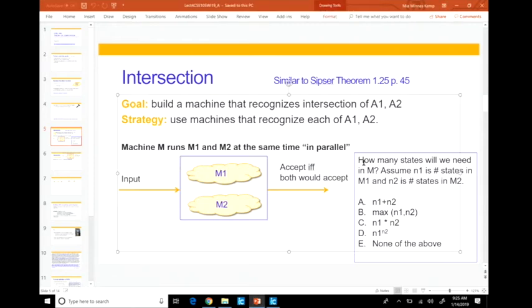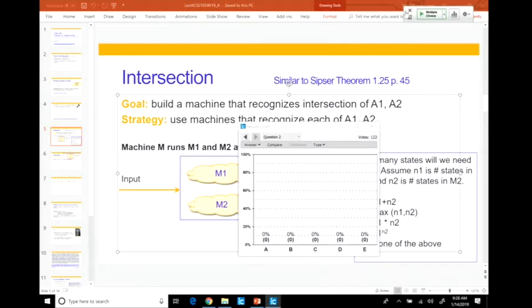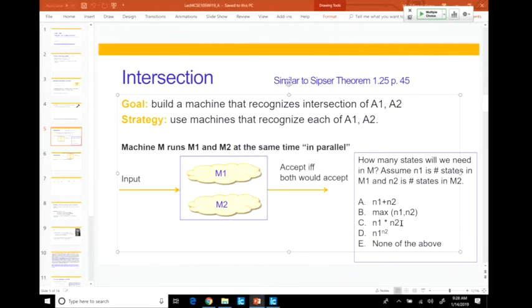For this running in parallel, if our states are going to have to encode everything there is to know about the state we are in M1 and everything there is to know about the state we are in M2, how many states will we need for M? And we seem to be drifting towards C. And in this case, C indeed is the right answer. I know, people are like, whoa, what's going on there?